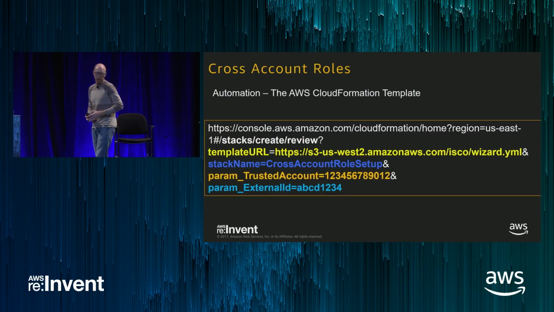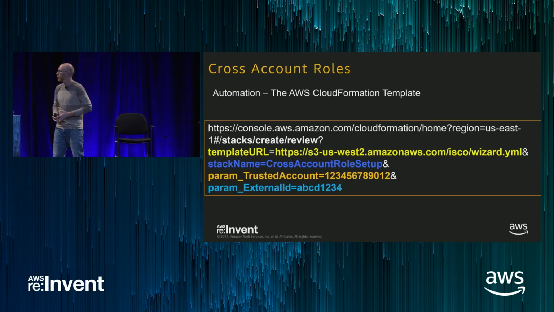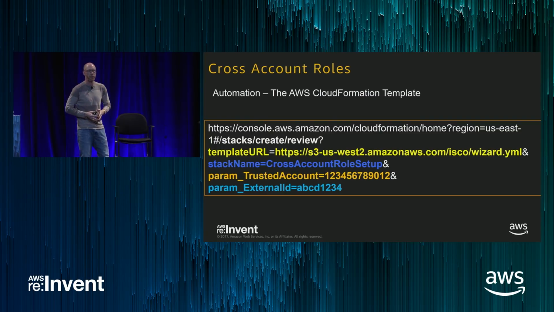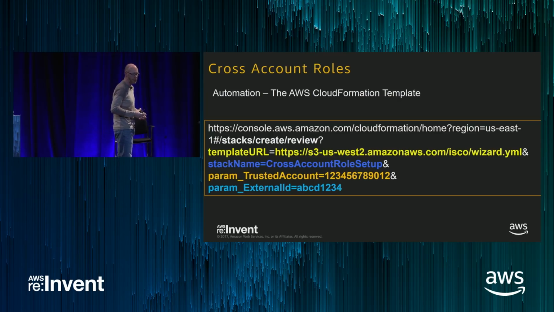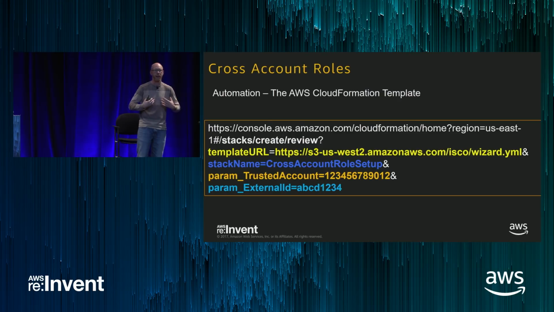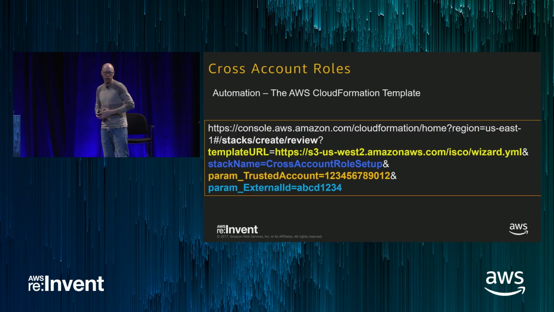So what that looks like, here's a breakdown of a sample URL. You can see in that top line of the URL, stacks create review. I'm defining that I want the user taken directly to the review screen of CloudFormation. I'm also passing in the URL of the template. This is the CloudFormation template that I have defined that contains all the information about the policy, the role, and the callback mechanism that we're going to talk about in a second.